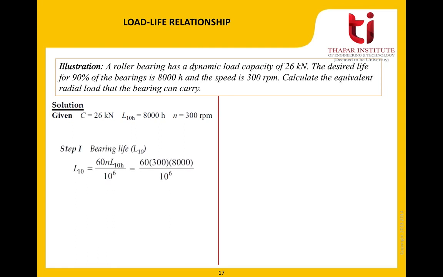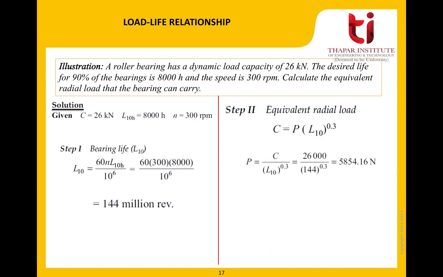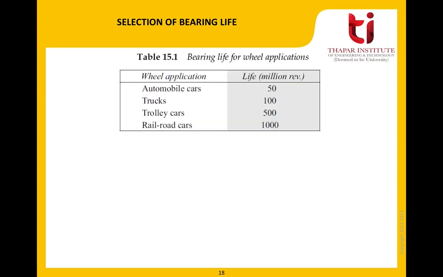Now with this information, let's solve the numerical. Step 1 is to evaluate the bearing life L10, the rated bearing life in million revolutions. L10 is 60 N L10H divided by 10 raised to power 6, and we get it as 144 million revolutions. In step 2, we evaluate the equivalent radial load. We know that C is equal to P into L10 raised to power 0.3, and the equivalent dynamic load can be evaluated as 5,854.16 newtons. Since the bearing is subjected to purely radial load, FR is equal to P, which is equal to 5,854.16 newtons.